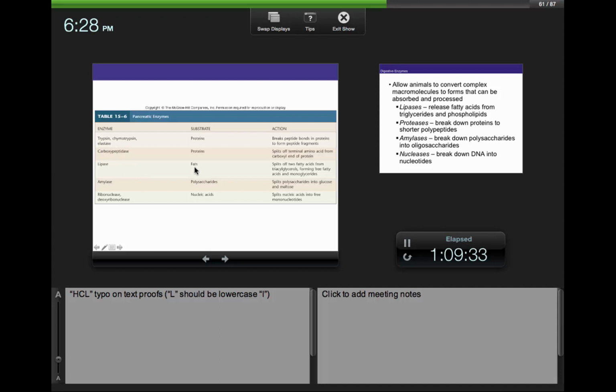Lipase, of course, breaks down fat. Amylase, now there's a difference again between salivary amylase and pancreatic amylase. Break down polysaccharides. And then you have the ribonucleases that break down nucleic acid. Pretty straightforward, but I want to make sure that you guys know the different types of enzymes, and really what we're talking about, the breakdown of proteins, fats, carbohydrates, and nucleic acids.